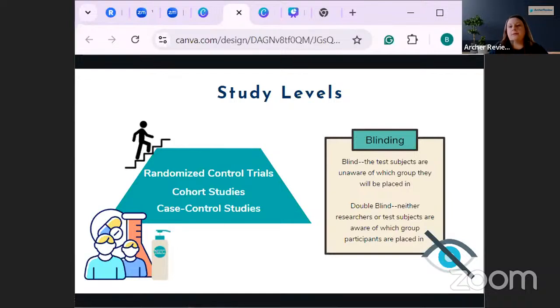Sticky note here for you on randomized controlled trials is some terminology you should be aware of, and that's blinding. Research trials can be blind or double blind. If it is blind, it means the researchers or the test subjects are unaware of which group they'll be placed in. So did they use the control lotion and did the other one get the new lotion? Double blind would be neither the researchers nor the test subjects are aware of which group the participants were placed in. So that goes back to making sure that information is stored separately and the researchers don't know. Otherwise I can be like, oh, your skin looks good and yours doesn't, and they may have used the new product.